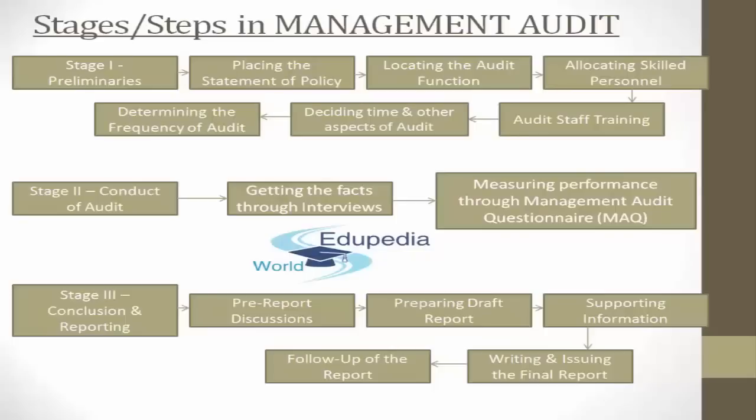So first of all, the first thing that comes into picture is getting the facts. The management auditor is expected to first of all get the facts through interviews, questionnaires, and other things. Then comes measuring the performance through the management audit questionnaire. Whatever responses and observations you made with the help of those interviews, now you need to measure that performance through the management audit questionnaire, that is MAQ.